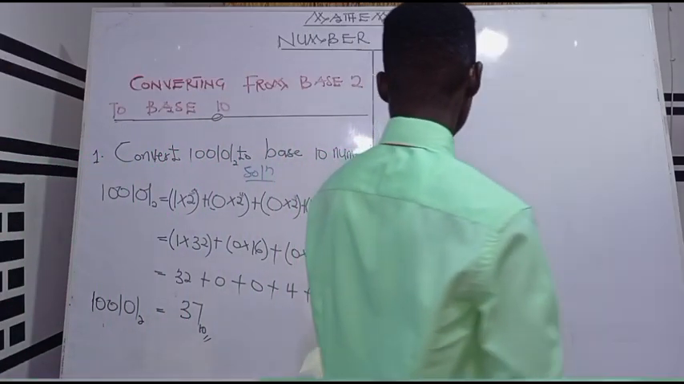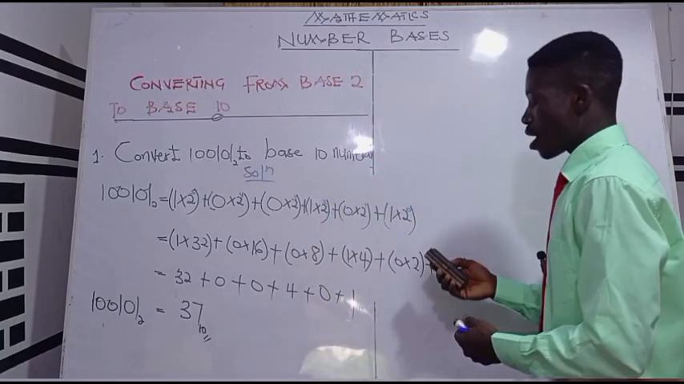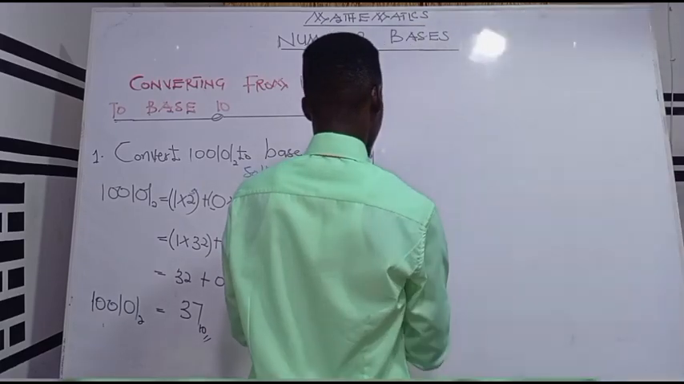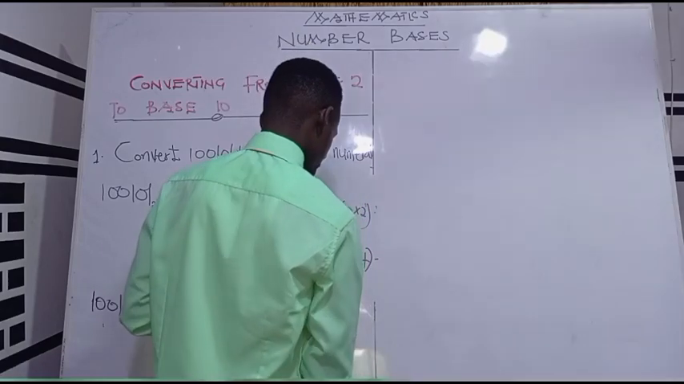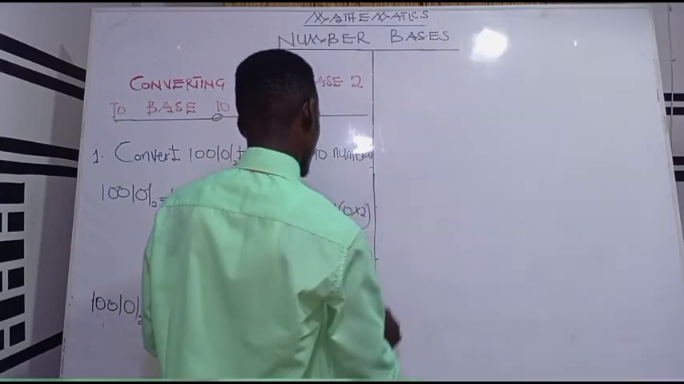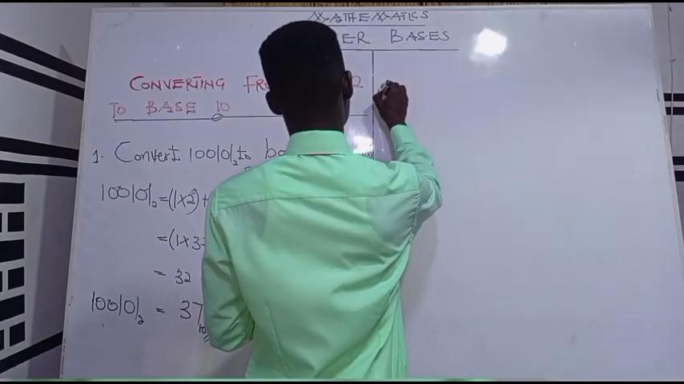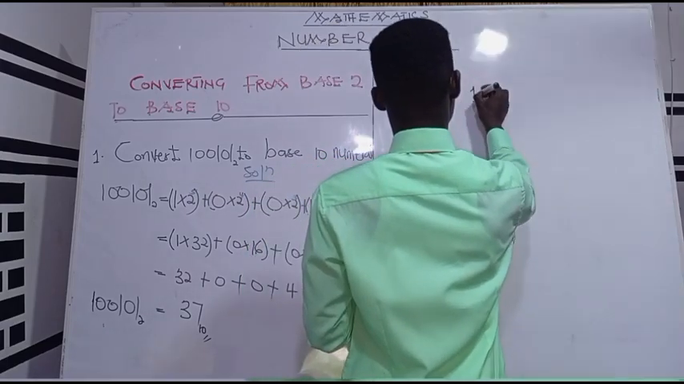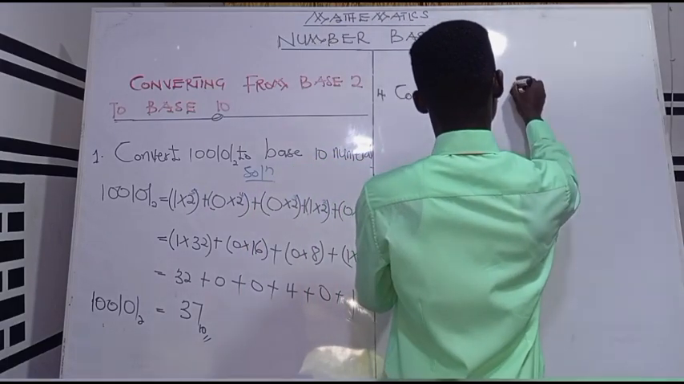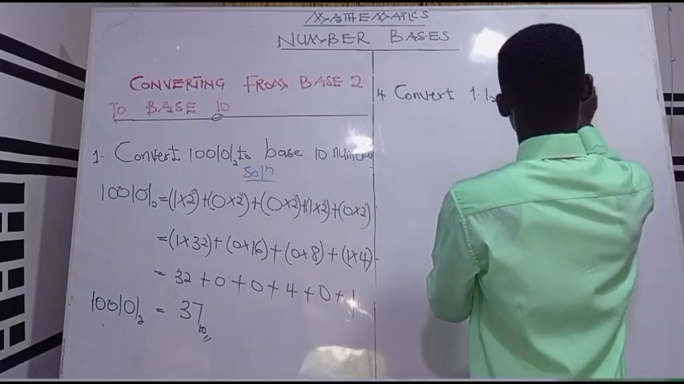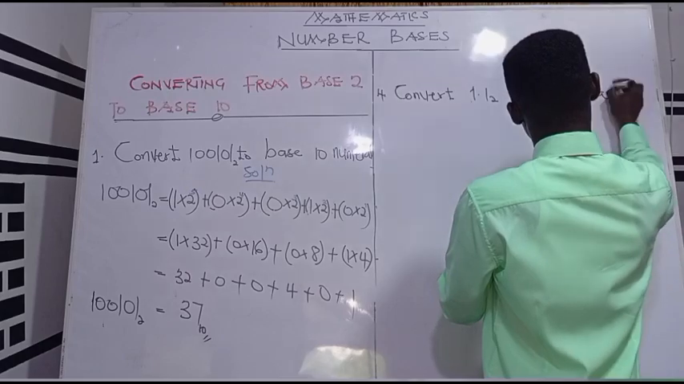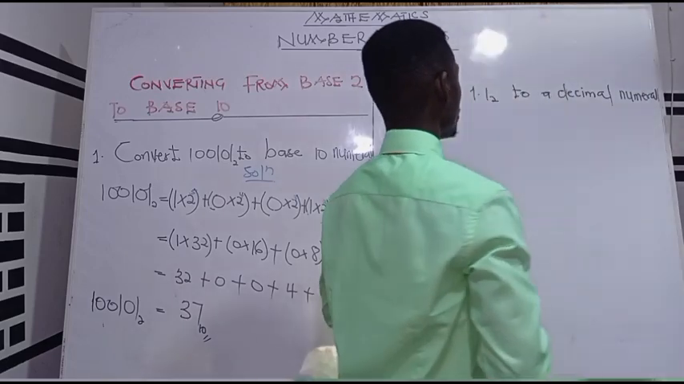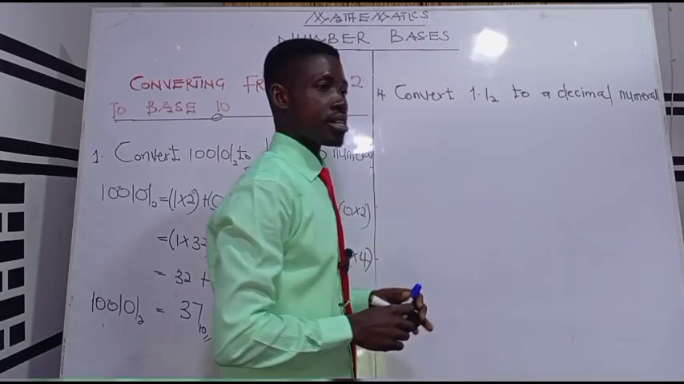Now let's look at another aspect, one that involves a decimal. How do we go about it? So we have example 4, right? We have to convert 1.1 base 2 to a decimal numeral.